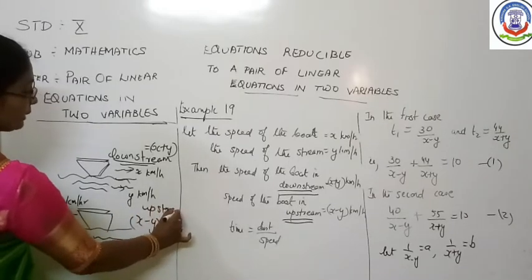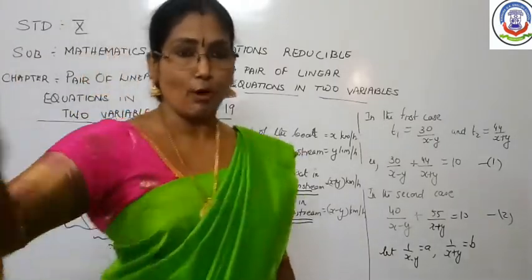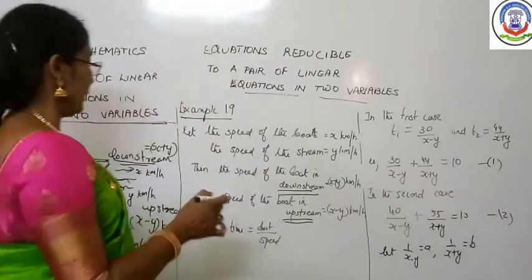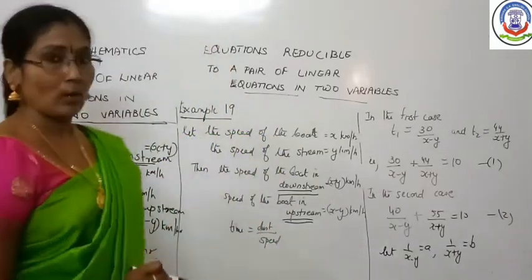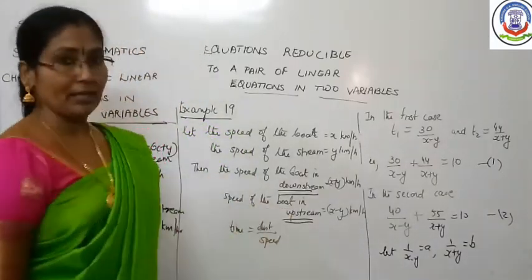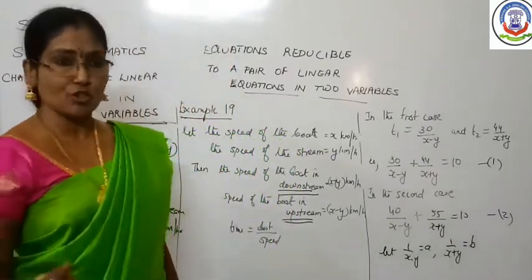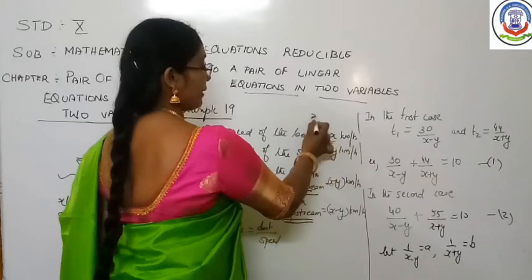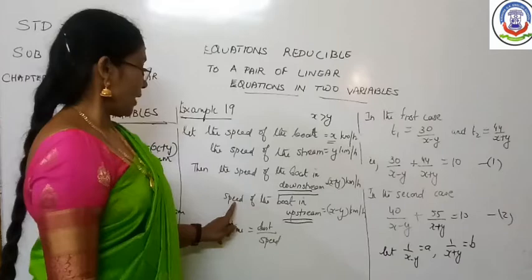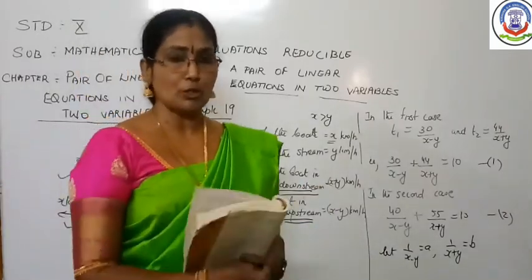Now I think it is clear what is meant by downstream and what is meant by upstream. Downstream means the stream of the river as well as the boat are going in the same direction. Therefore, downstream the total speed will be x plus y, and in upstream it will be x minus y. Always the speed of the boat is greater than the speed of the stream. Therefore, we take x greater than y. So the speed of the boat in downstream is x plus y kilometer per hour and in upstream is x minus y kilometer per hour. Is this much clear?